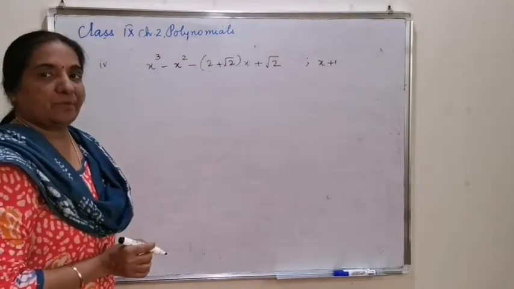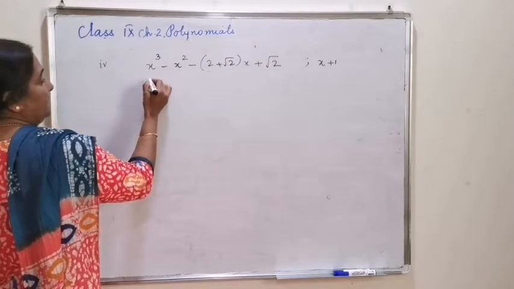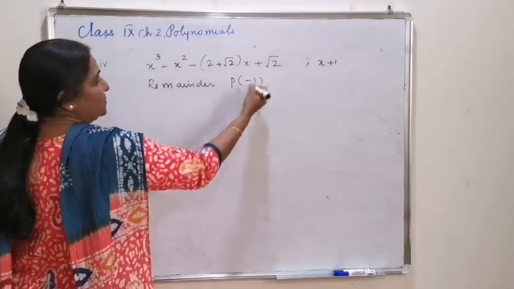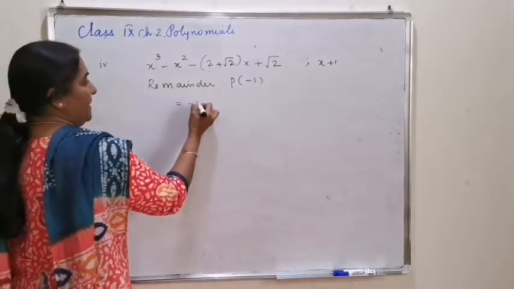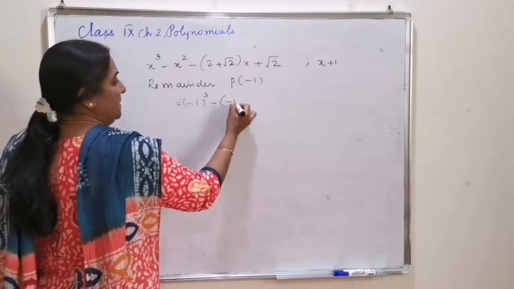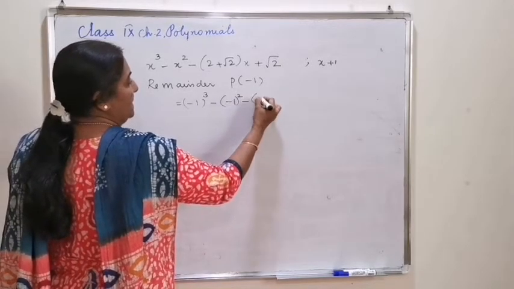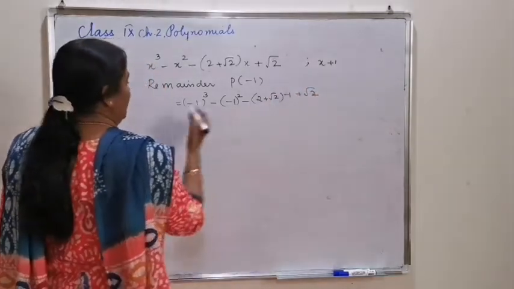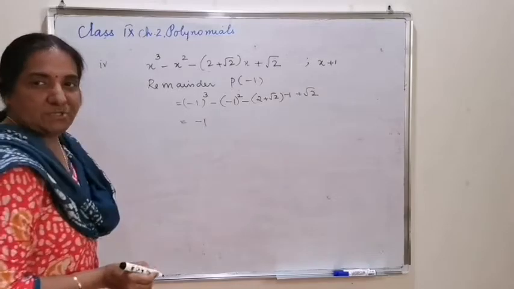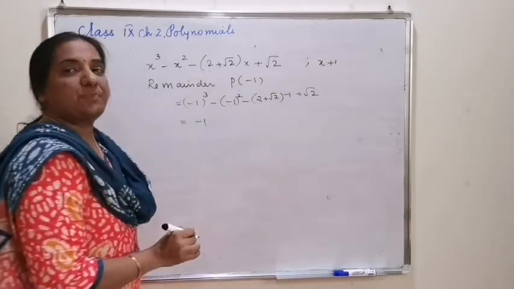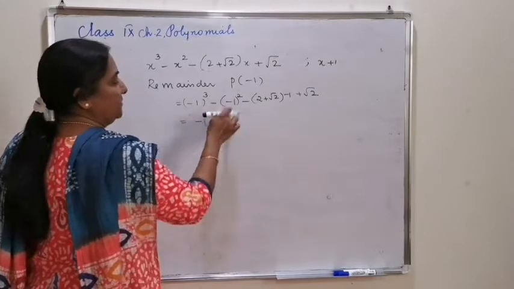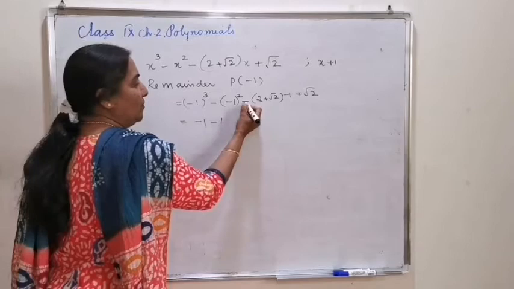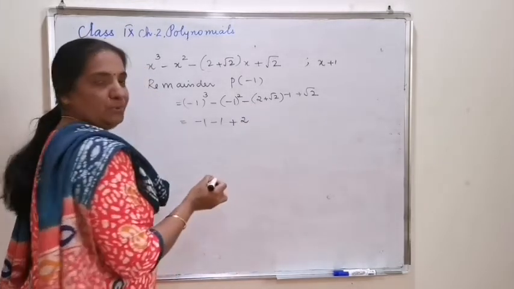4 in the same question number 1. Remainder: p of minus 1 is equal to minus 1 the whole cube minus minus 1 square minus 2 plus root 2 into minus 1 plus square root 2. Minus 1 the whole cube is minus 1. Minus 1 the whole square is positive 1. With this negative, it is negative 1. Minus 1 into 2 is minus 2. Along with this negative, it will be plus 2.